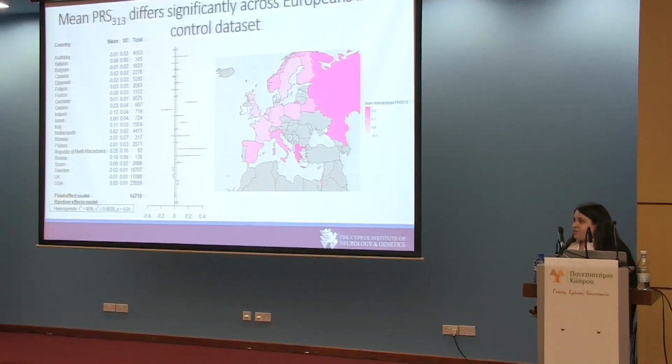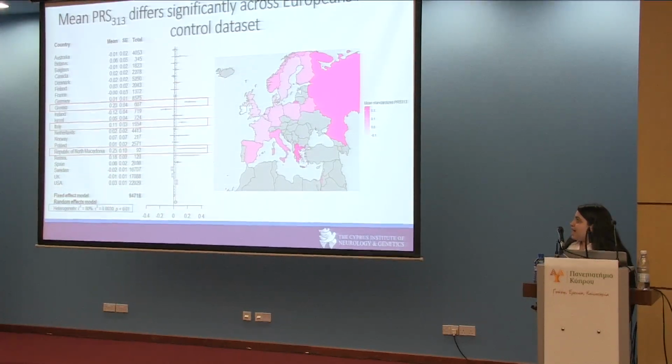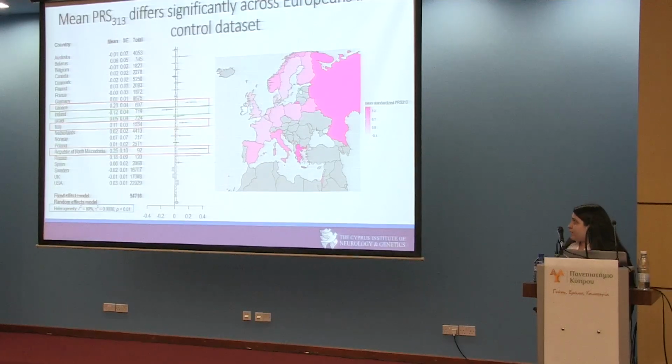Here are the results in the control group. As we can see from the forest plot, which shows the country and the mean and standard error of the PRS, we see that there is a heterogeneity equal to 80%. So the mean PRS differs significantly across the European populations, being highest in Greece, Italy, and the Republic of North Macedonia, and lowest in Ireland.